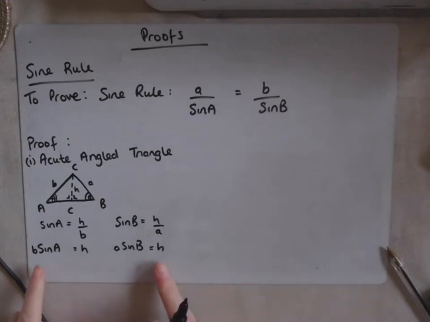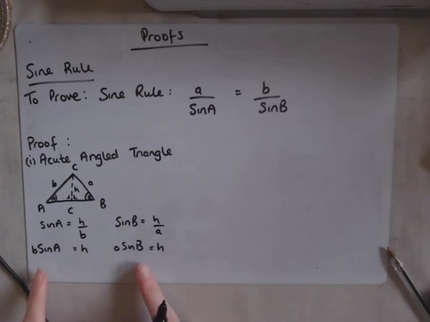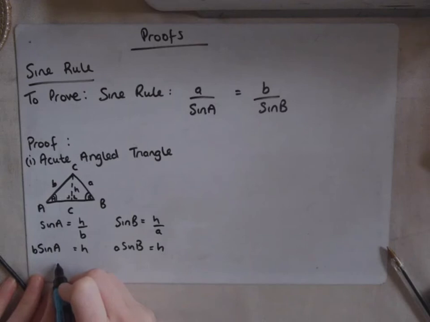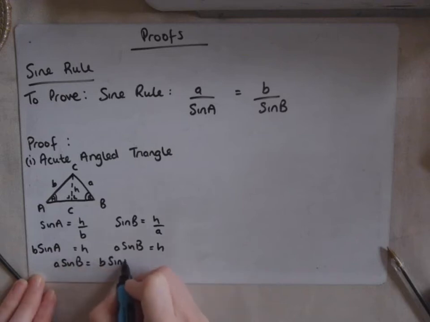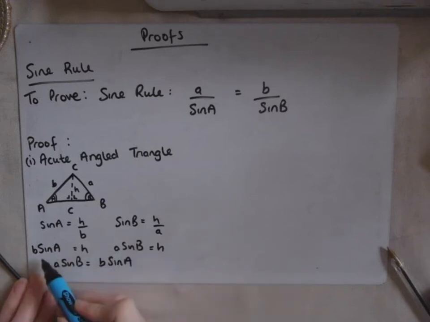And now if b sine A is equal to h and a sine B is equal to h, you can equate your two answers for what you have for h. So you get a sine B equals b sine A. You're just putting this equal to this.